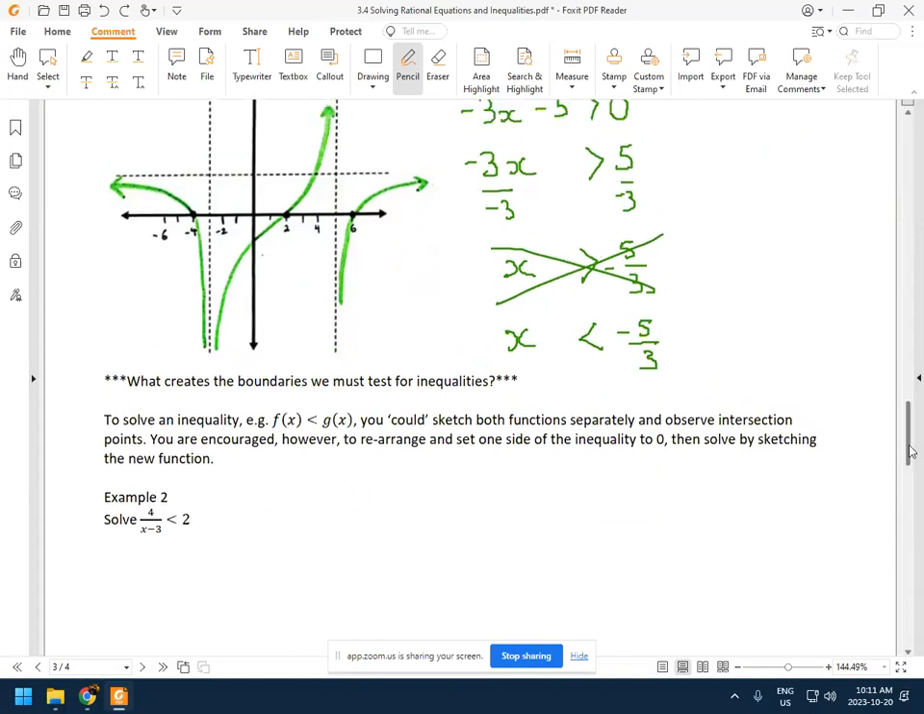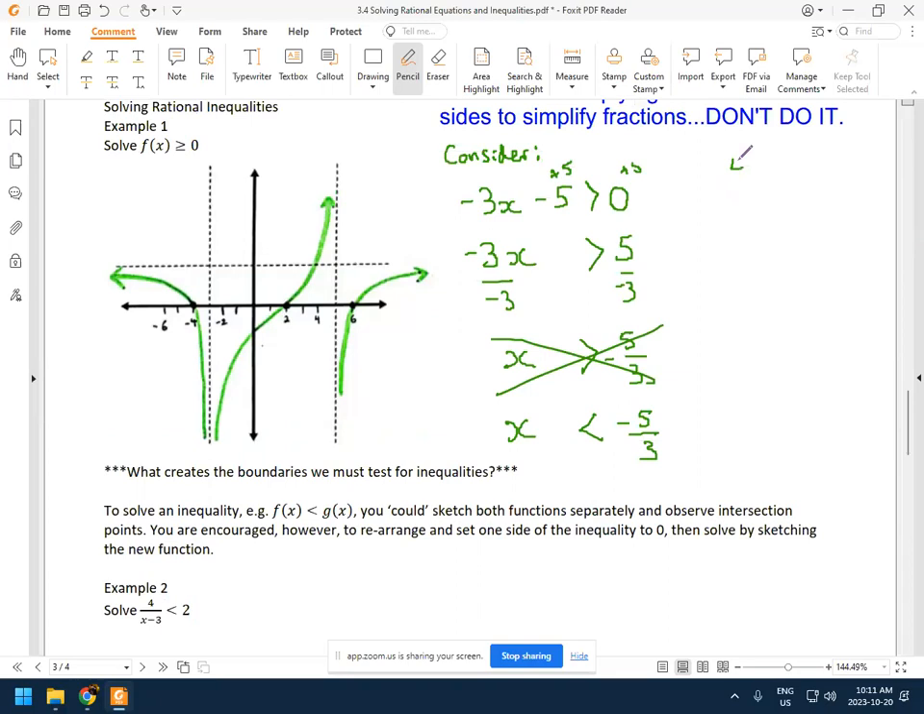4 over x minus 3 is less than 2. If I were to multiply both sides by x minus 3, you are supposed to get 4 is less than 2 times (x minus 3). How do you know if this is a negative number or a positive number? You don't. So what do you have to do? You need to do 2 different cases, which is really annoying.